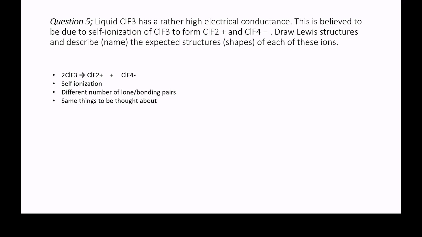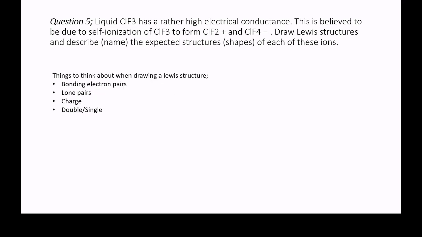So there are the same things that need to be thought about when drawing a Lewis structure and working out the shape. First is the amount of bonding electron pairs in each one, followed by the number of lone pairs in each of the two ions, the charge on the ions, and whether they're double or single bonds. In this case, they both still have single bonds. Overall, the bonding electron pairs in ClF2+ is 2, one between the Cl and each of the two fluorines. In the second, ClF4-, there are 4 bonding electron pairs between the chlorine and each of the 4 fluorines.